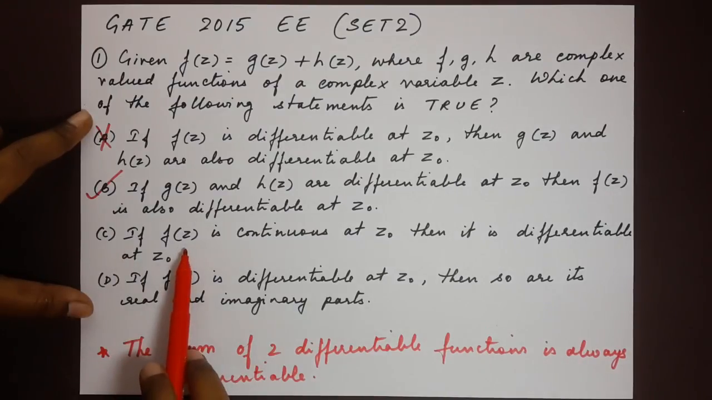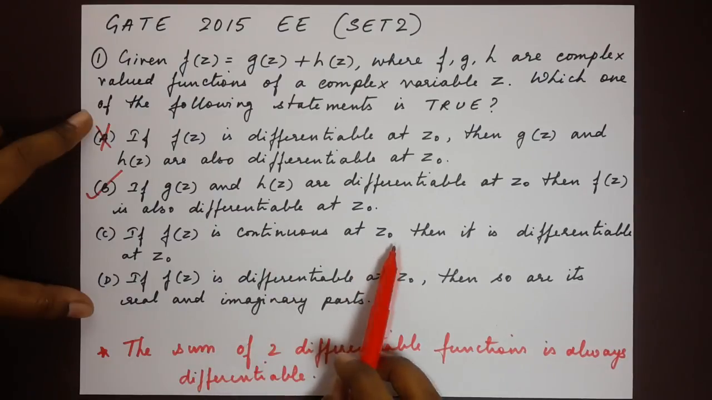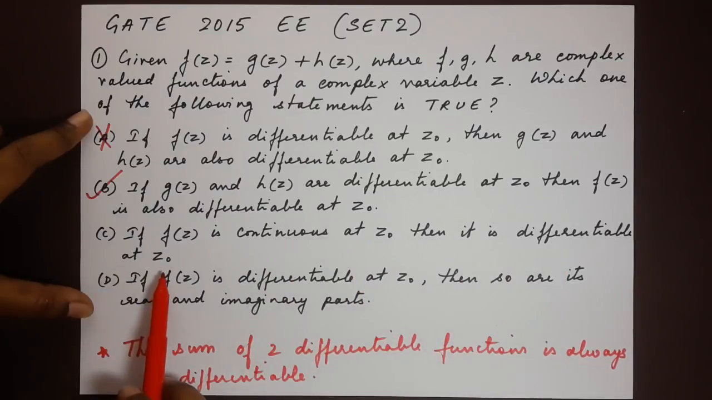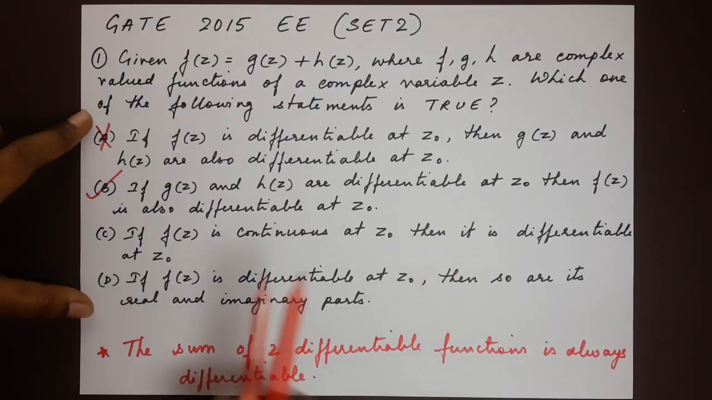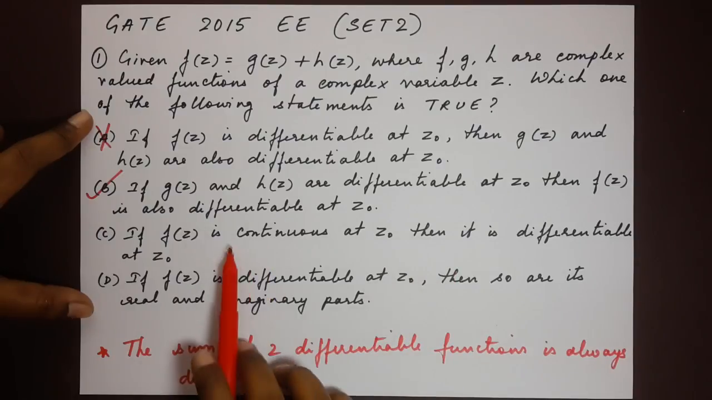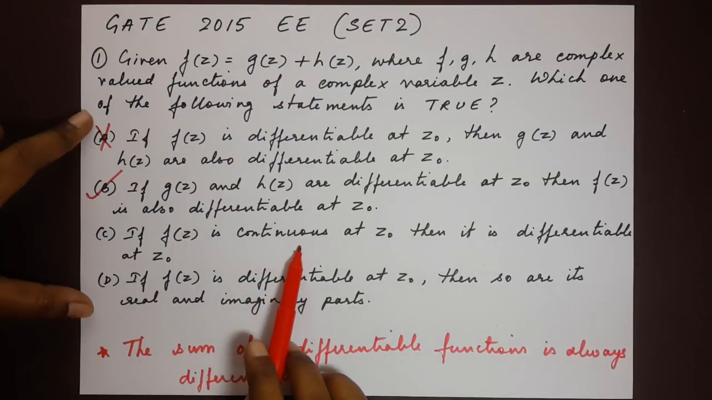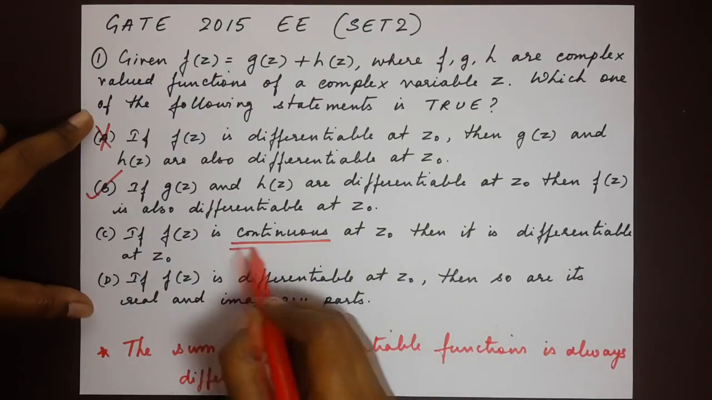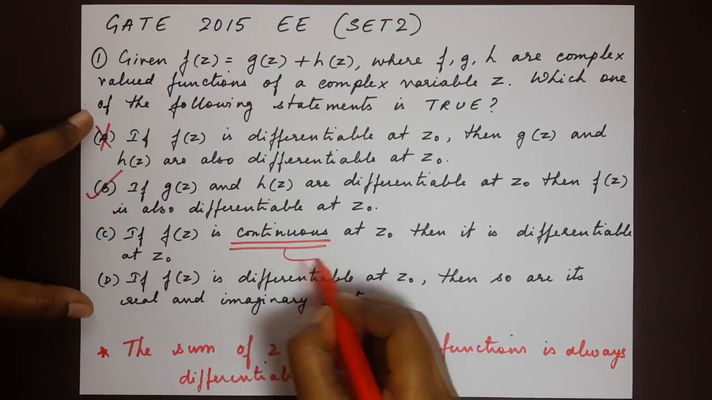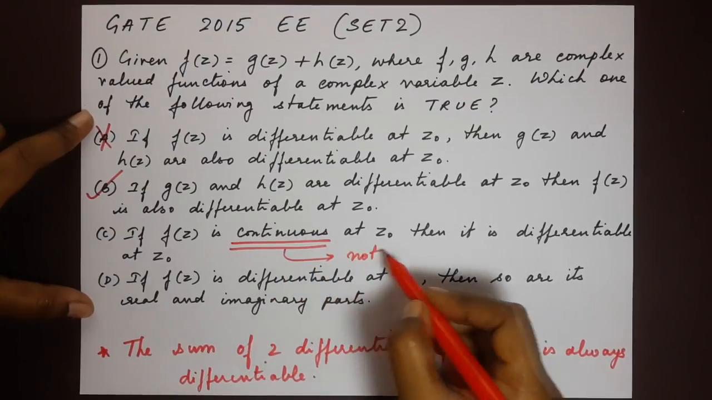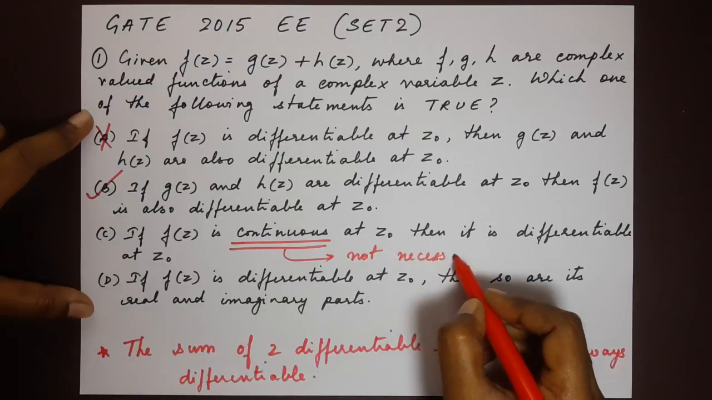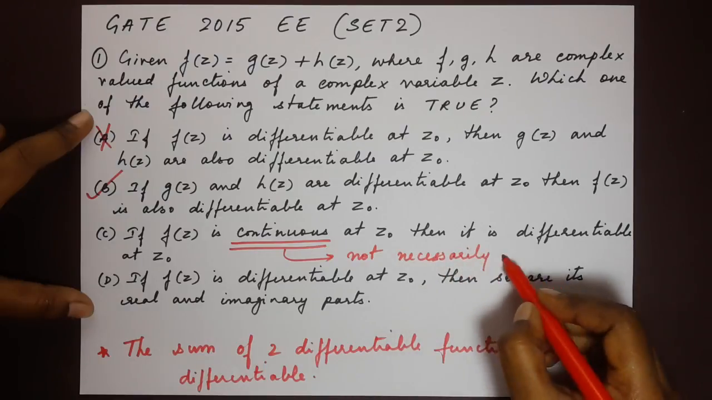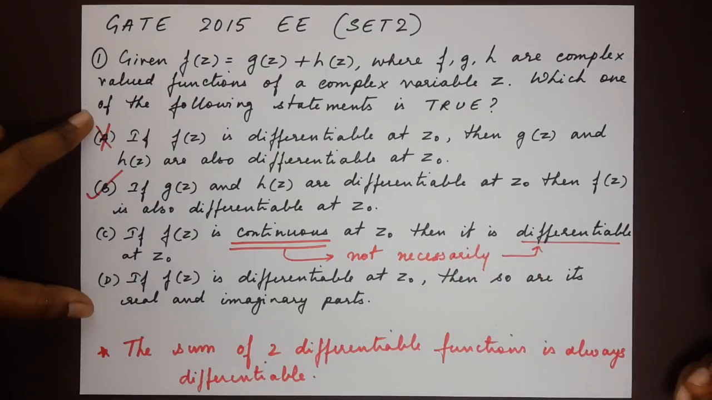If f(z) is continuous at z0, then it is differentiable at z0. Now here the opposite is true, but if f(z) is continuous, it's not necessary for it to be differentiable as well. If it is continuous, it is not necessarily differentiable. So C also rules out.